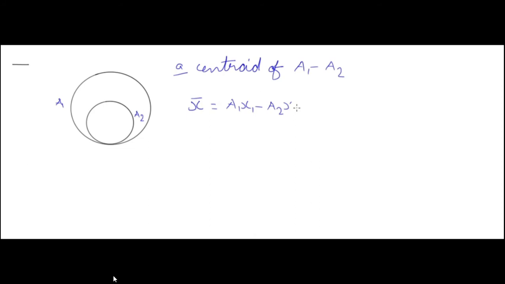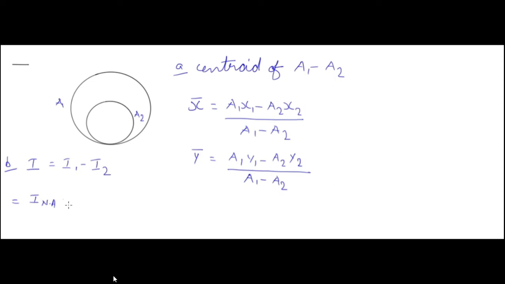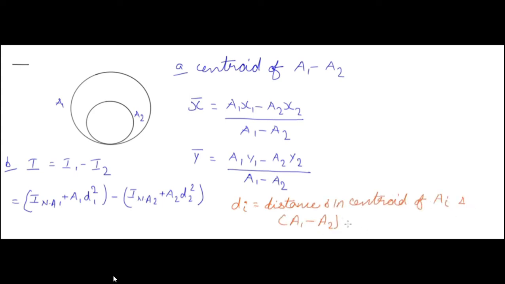Now we will see how we find the centroid and moment of inertia of a composite section. So this is a composite section in which area A2 has been removed from the area A1. Area A1 is a circular one, and from that circular one we have removed the area A2. So the centroid of A1 minus A2: x bar is equal to (A1 x1 minus A2 x2) by (A1 minus A2), and y bar is equal to (A1 y1 minus A2 y2) by (A1 minus A2).